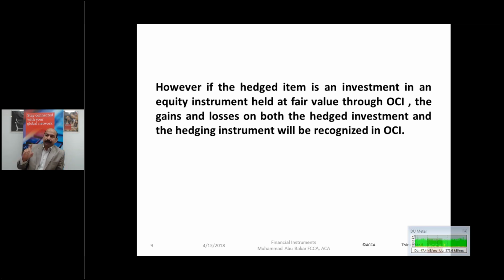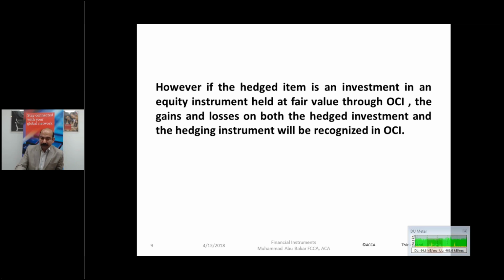I repeat again, under fair value hedge, accounting treatment is very simple. The gains and losses both on hedged item and the hedging instrument will be transferred to the profit and loss account. But there is only one exception for financial asset held at fair value through other comprehensive income. Their gains and losses on both the hedged item and the hedging instrument will be transferred to the OCI. So this will not be transferred to the profit and loss.